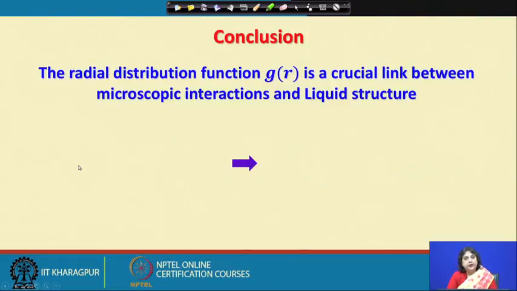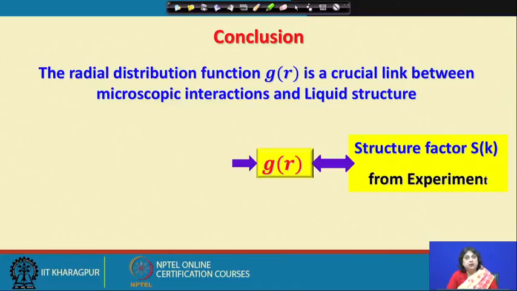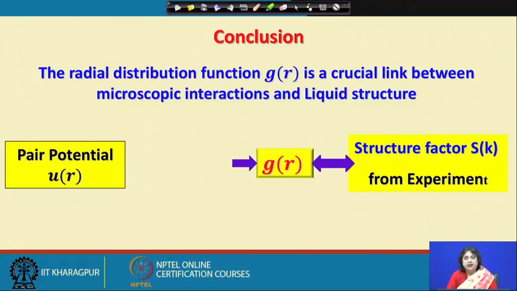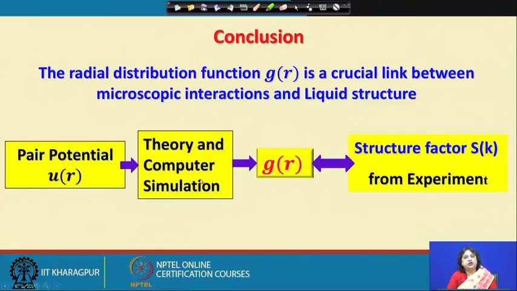So, in conclusion, what I would say is the radial distribution function is a crucial link between the microscopic interactions and the liquid structure. So, whatever we do, we end up with getting the g of r. g of r can be determined from experiments through the Fourier transformation of the structure factor, and you can also have a model of the pair potential, which you can use in theoretical or computational simulation studies to find g of r. And therefore, once you do that, even for a disordered liquid phase, you can find out what the structure is.